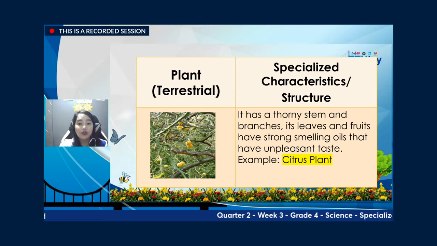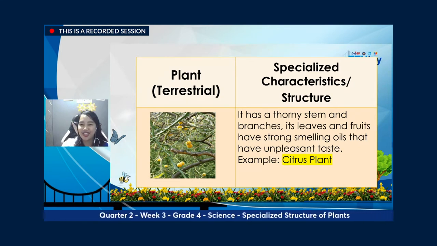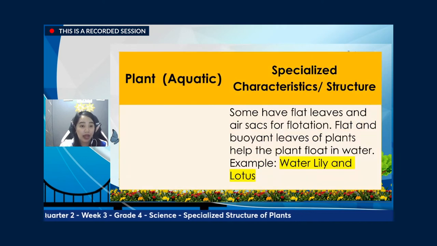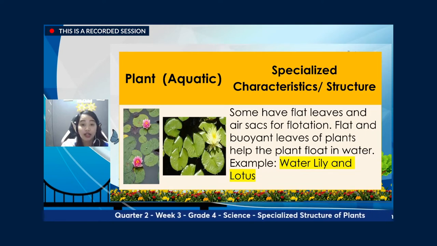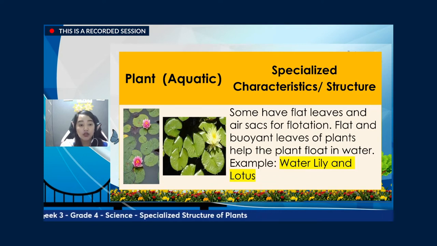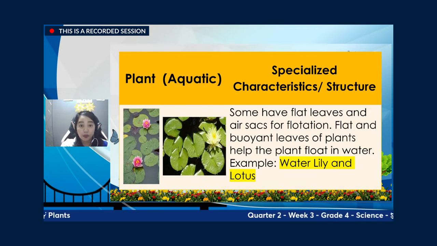Ngayon naman, dumako tayo sa mga aquatic plants. Okay? First, aquatic plants na merong specialized characteristics and structures is we have here, ayan, water lily and lotus. Some have flat leaves and air sacs for flotation. Ay, yung water lily na yan at saka yung lotus, meron silang mga air sacs, yung mga maliliit na butas, para sila ay makalutang sa tubig.